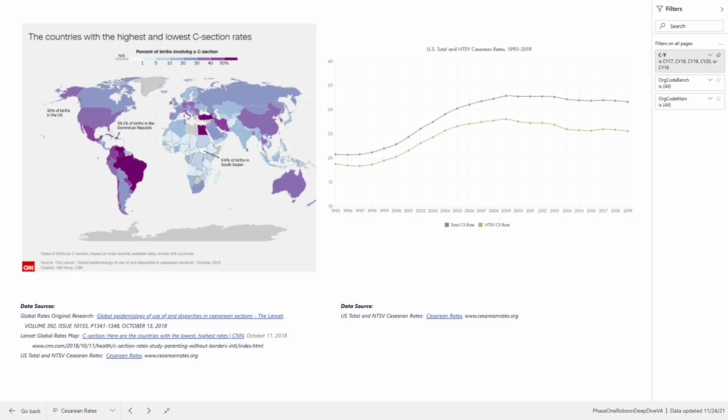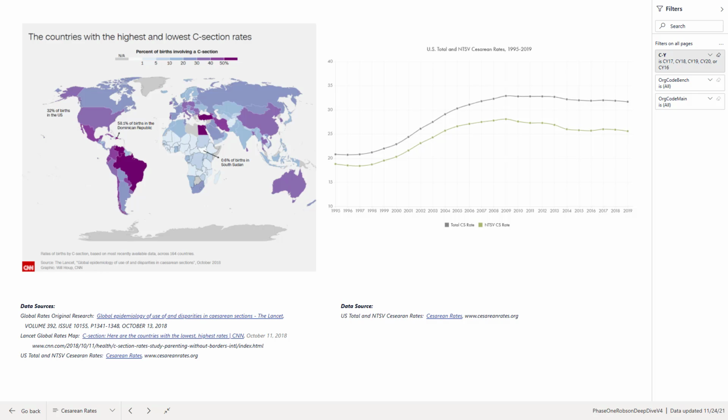And when the procedure is not medically indicated, lowering cesarean rates is a priority because there are significant benefits in terms of better outcomes for both mothers and babies, decreased use of hospital resources, which is especially important right now during the pandemic, as well as lower costs.